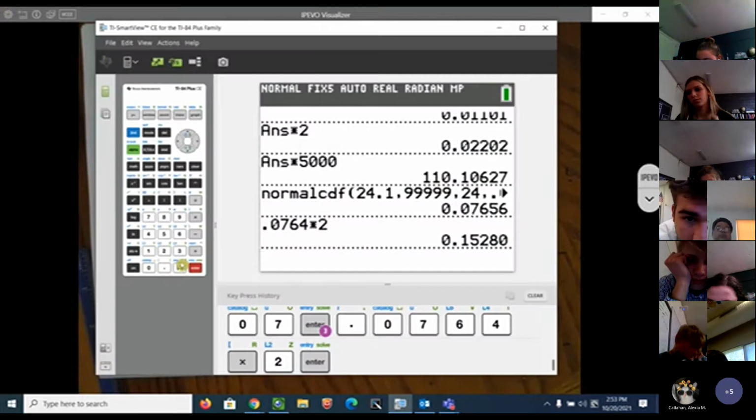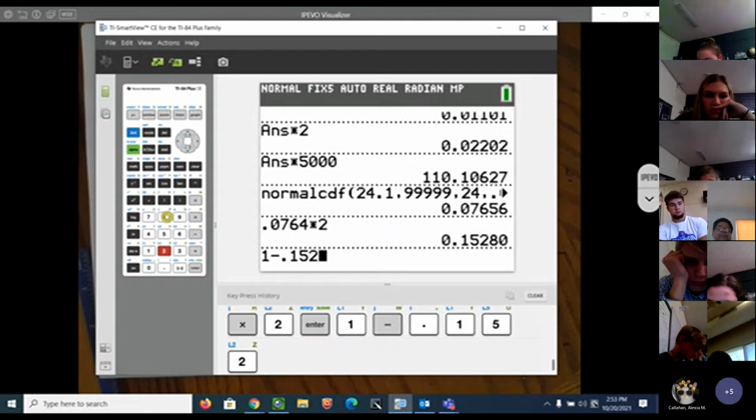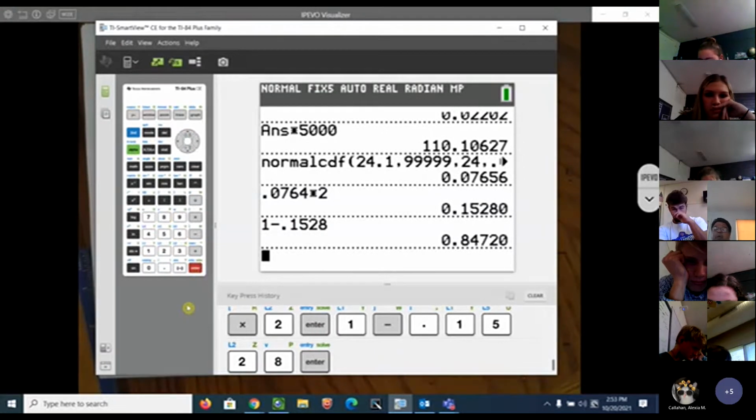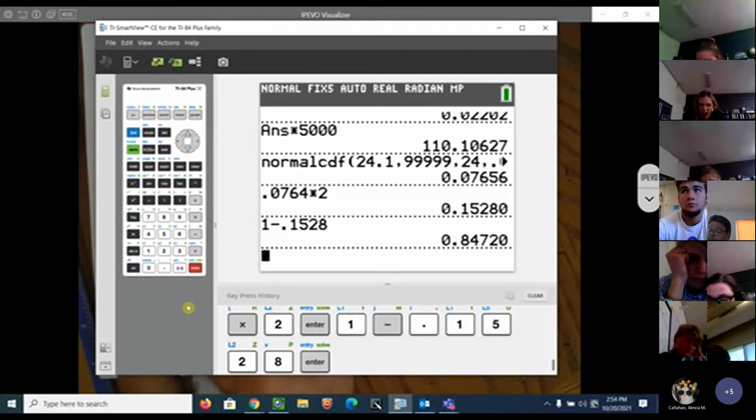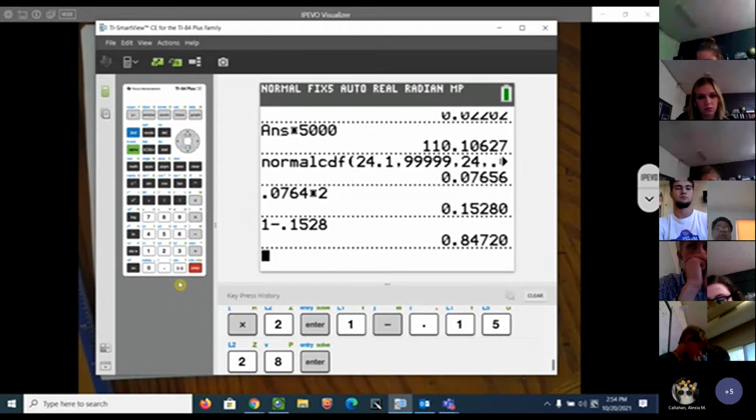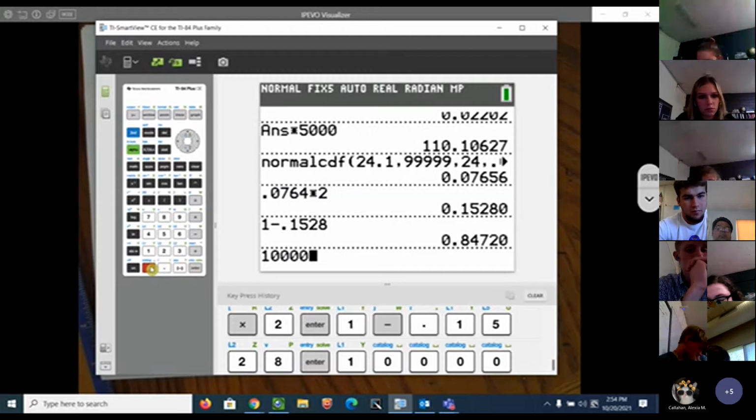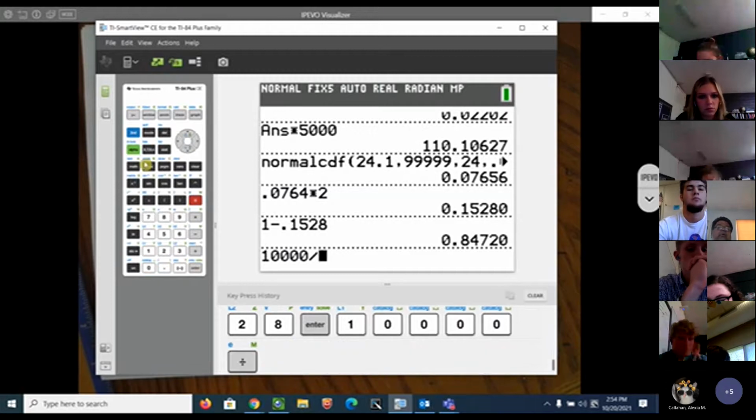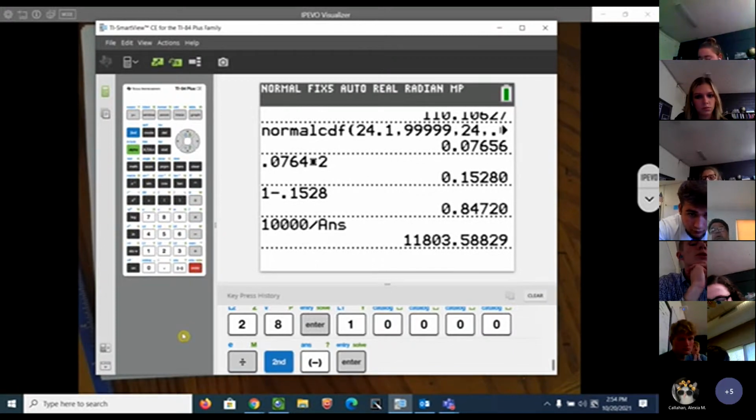And 1 minus 0.1528 is equal to 0.8472. So divide 10,000 by that second answer, 0.8472. They're going to have to make 11,804 bolts.